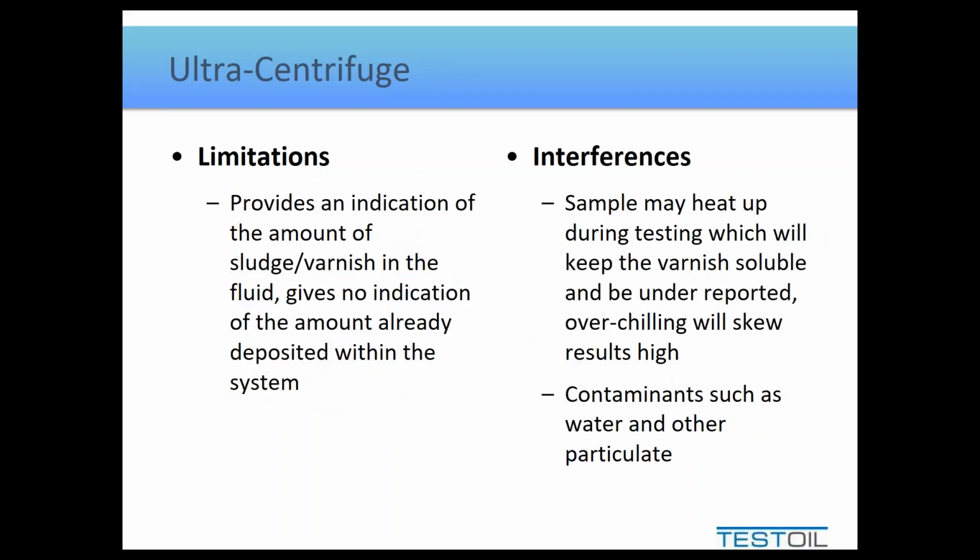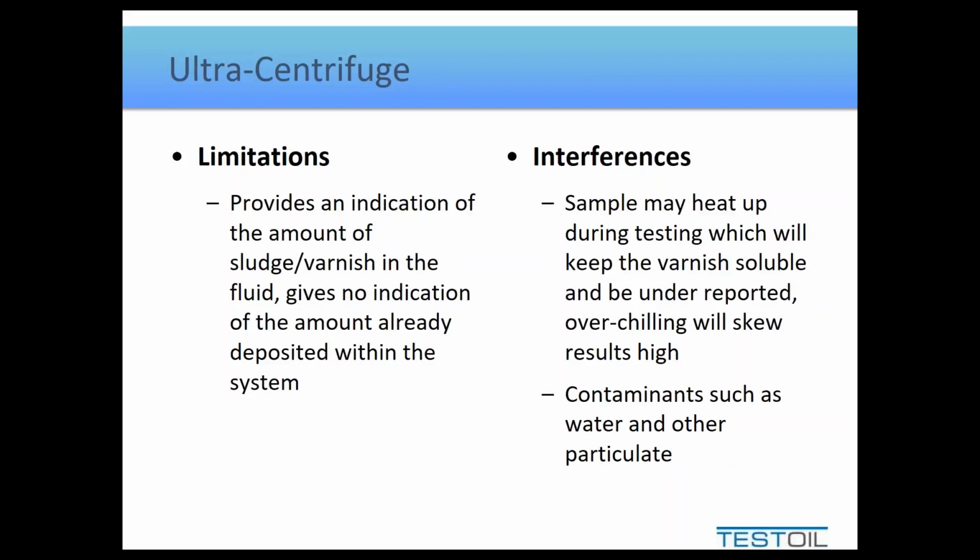Just because we see it in the test tube, and even if we assume it's entirely insolubles, it's what's in the fluid, not necessarily what's in the system. Also, because we're spinning it at such a high speed, we're potentially imparting energy into the sample, causing it to heat up. If it heats up, some of those varnish precursors will stay more soluble, and they may not settle out as easily. To compensate for this, you can obviously cool the sample a little bit, but if you over chill it, you might end up with more insolubles settling out than would normally do so, so the results might skew a little bit high.